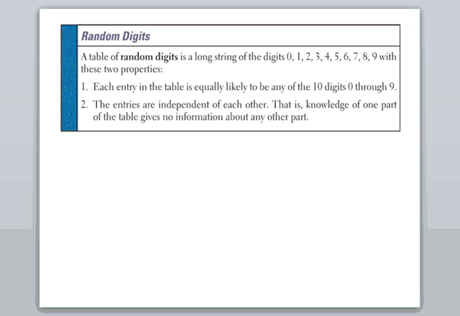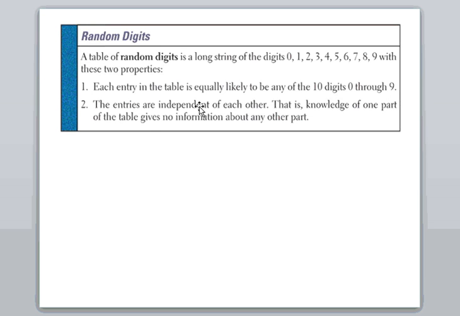Random digits. The next slide, we're going to be practicing how to use a random digit table, but there's a couple of key things. Each entry is equally likely to be any of the 10 digits 0 through 9, not 1 through 10, 0 through 9. Make sure you use 0 through 9, not 1 through 10.